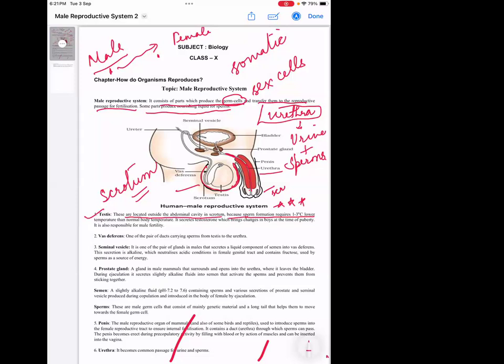temperature. Then the second function of the testis is that it produces the hormone called testosterone, which brings changes in the boys at the time of puberty.